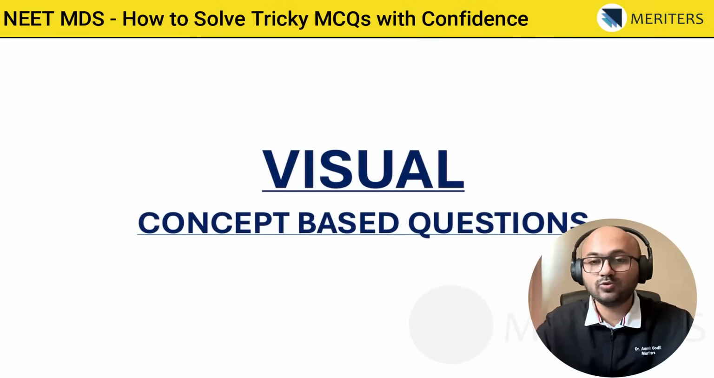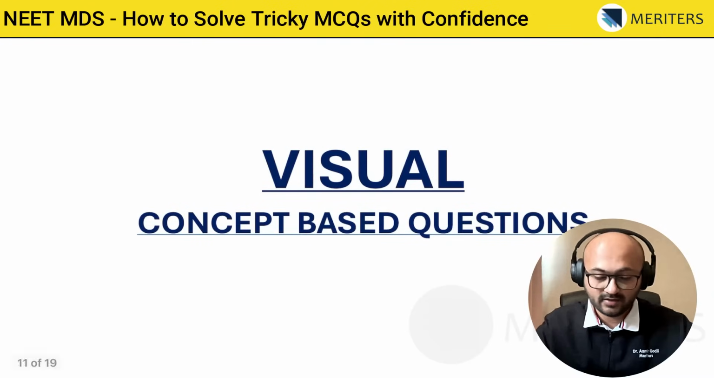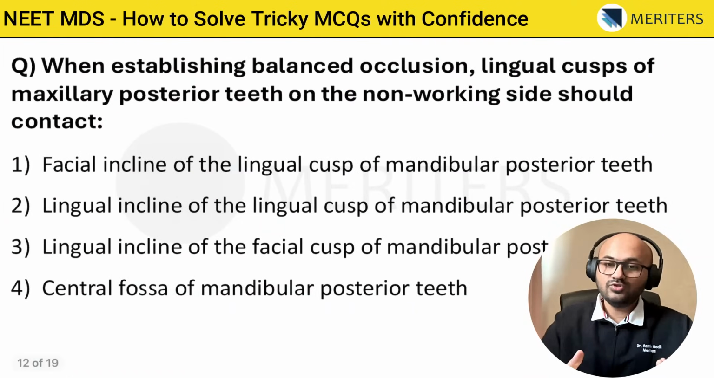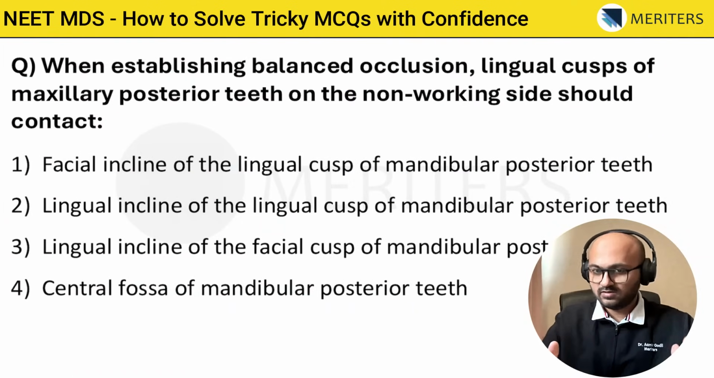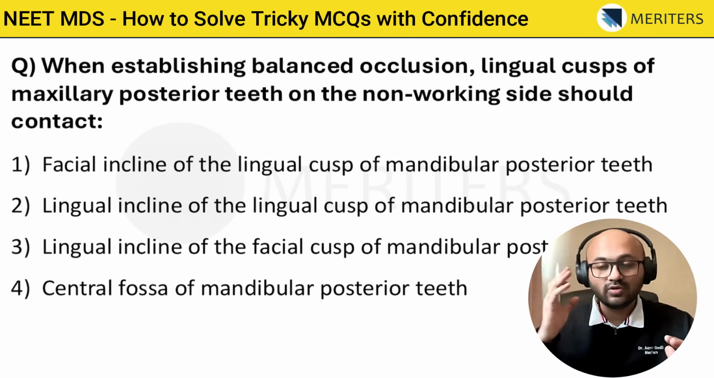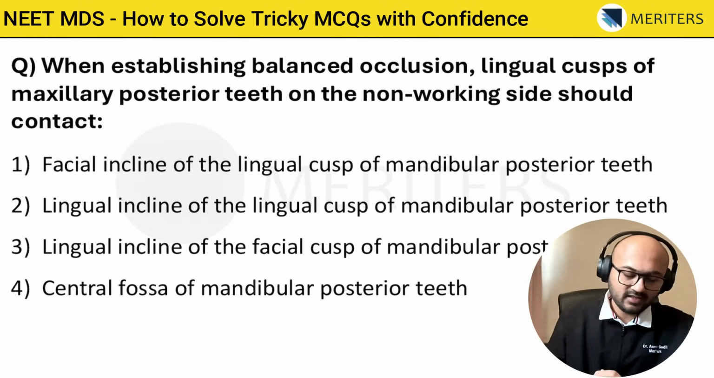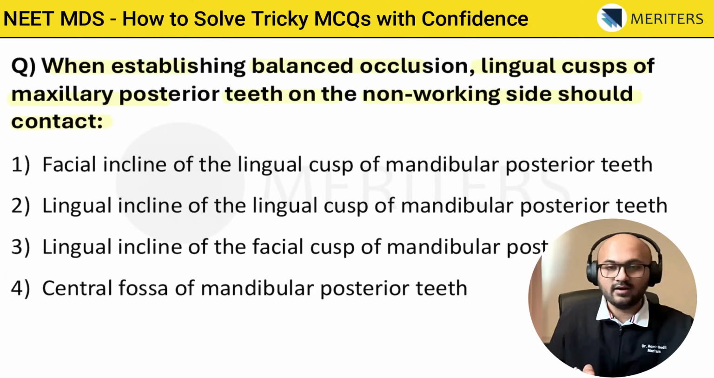So these are the concept based questions that require visual acuity. I have used a denture patient here as an example, although we are not denture wearers. Maybe, I don't know, but it kind of adds more to the perspective. Let's look at the example here. When establishing balanced occlusion, lingual cusp of maxillary posterior teeth on the non-working side should contact.